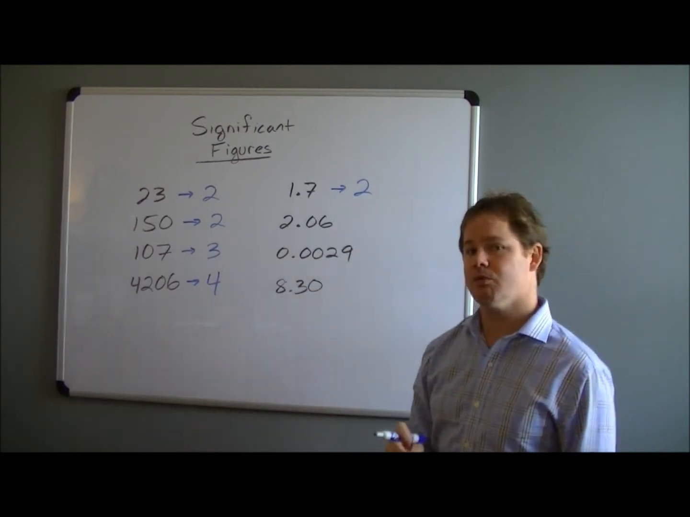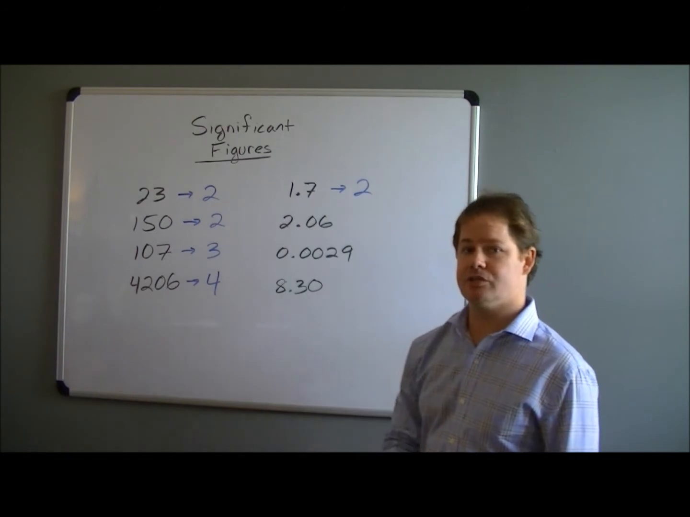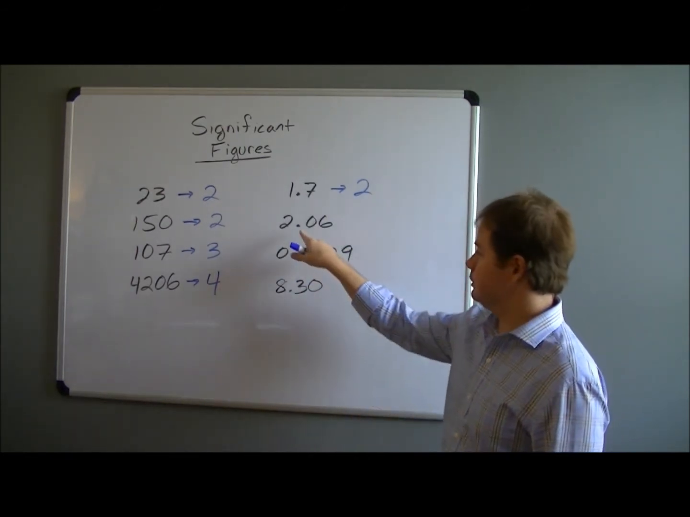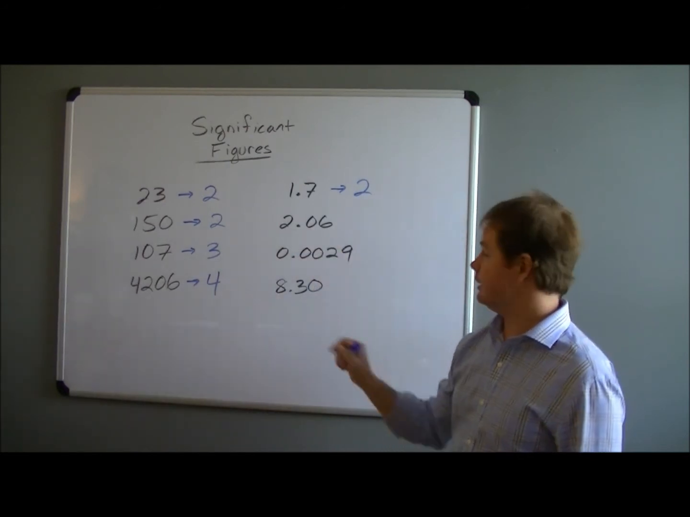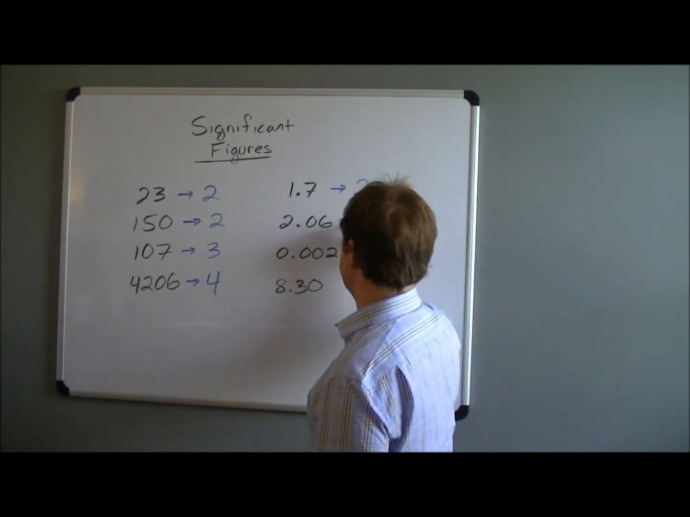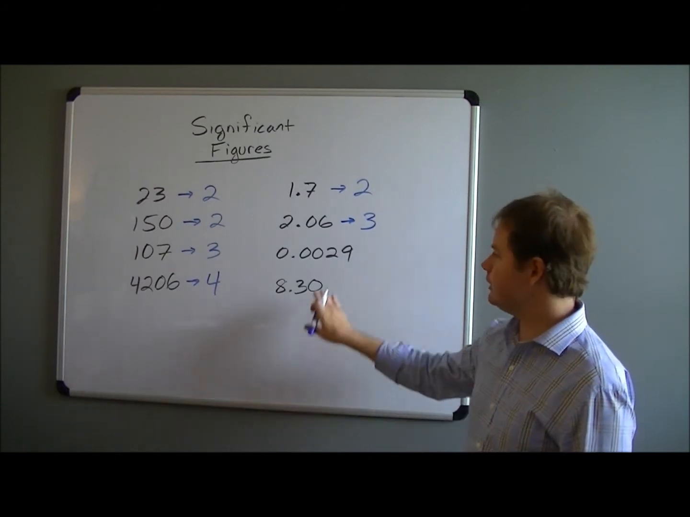2.06. So this is going to work similarly to the examples we looked at here with 107 and with 4,206. 2.06 has a 0 in the middle, so that means we do include that. And in fact, we have 1, 2, 3 significant figures for that number.